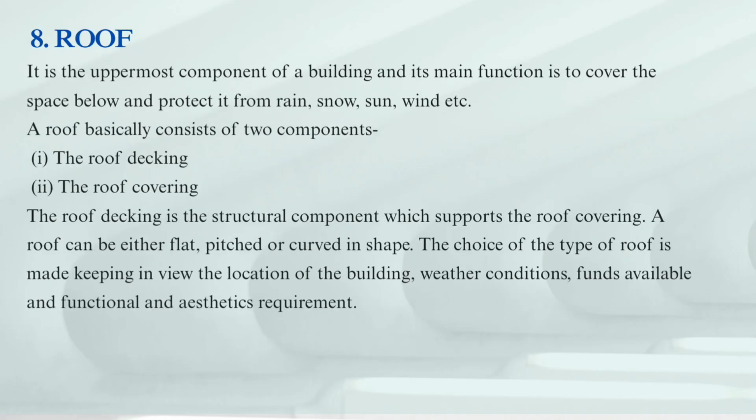Now next is the roof. It is the uppermost component of the building, and its main function is to cover the space below and protect it from the rain, sun, snow, wind, etc. A roof basically consists of two components, the roof decking and the roof covering. The roof decking is the structural component which supports the roof covering. A roof can be either flat, pitched, or curved in shape. The choice of the type of roof is made keeping in view the location of the building, weather condition, funds available, and the functional and aesthetical requirements.